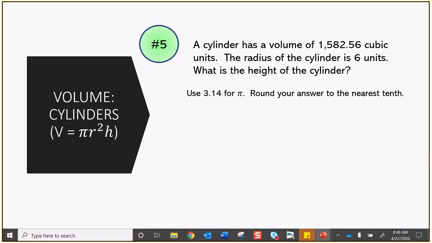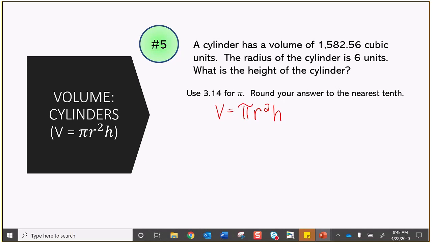I think there's 2 more examples. Okay, the next example is a little different. It says a cylinder has a volume of 1,582.56 cubic units. The radius of the cylinder is 6 units. What is the height? This is similar to ones we did yesterday, where we're told what the volume is, but we're trying to figure out maybe the height in this case, or maybe the radius.